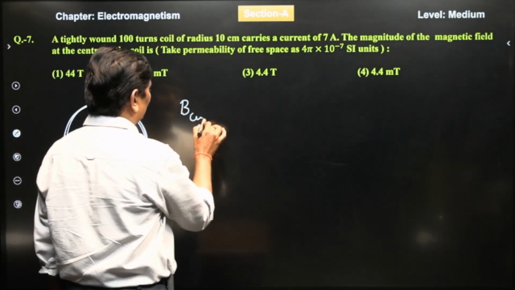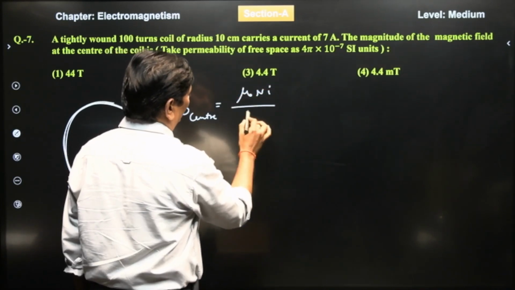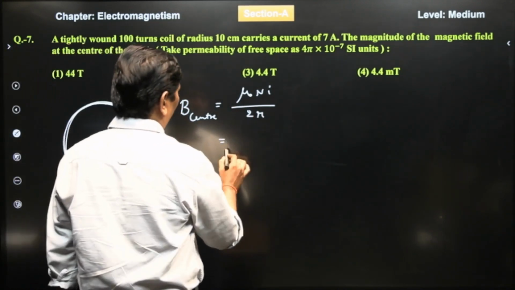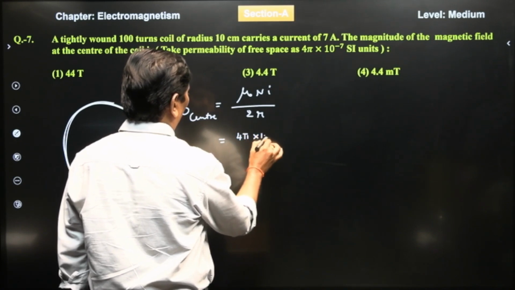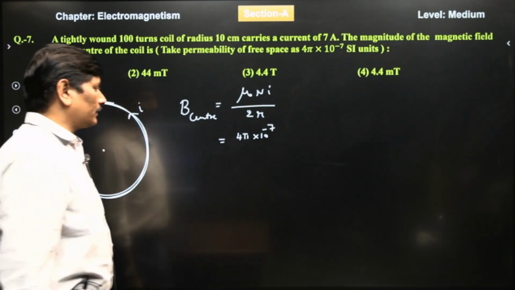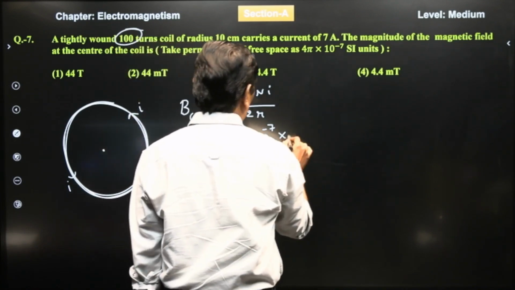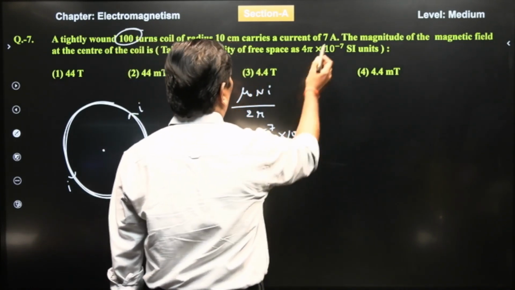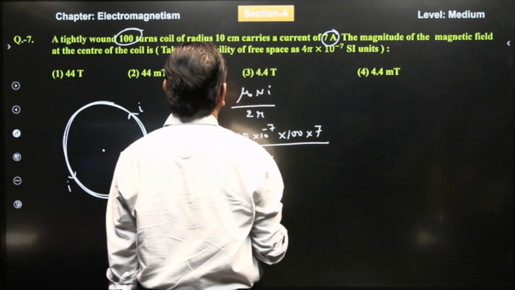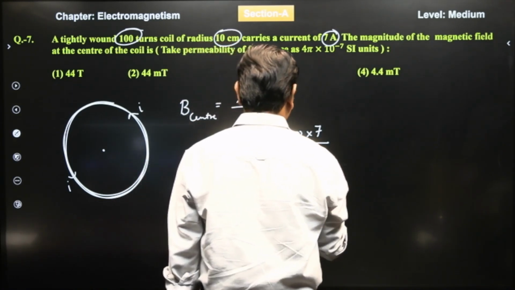Magnetic field at the center, we have the relation mu naught Ni divided by 2R. Mu naught value already given 4 pi into 10 power minus 7. Whether they give or not, that mu naught value we have to take 4 pi into 10 power minus 7. And here n represents the number of turns. Number of turns is given 100. Current I is given 7 amperes. Divided by 2 into radius of the coil, 10 centimeter given. So 10 by 100 in meters.